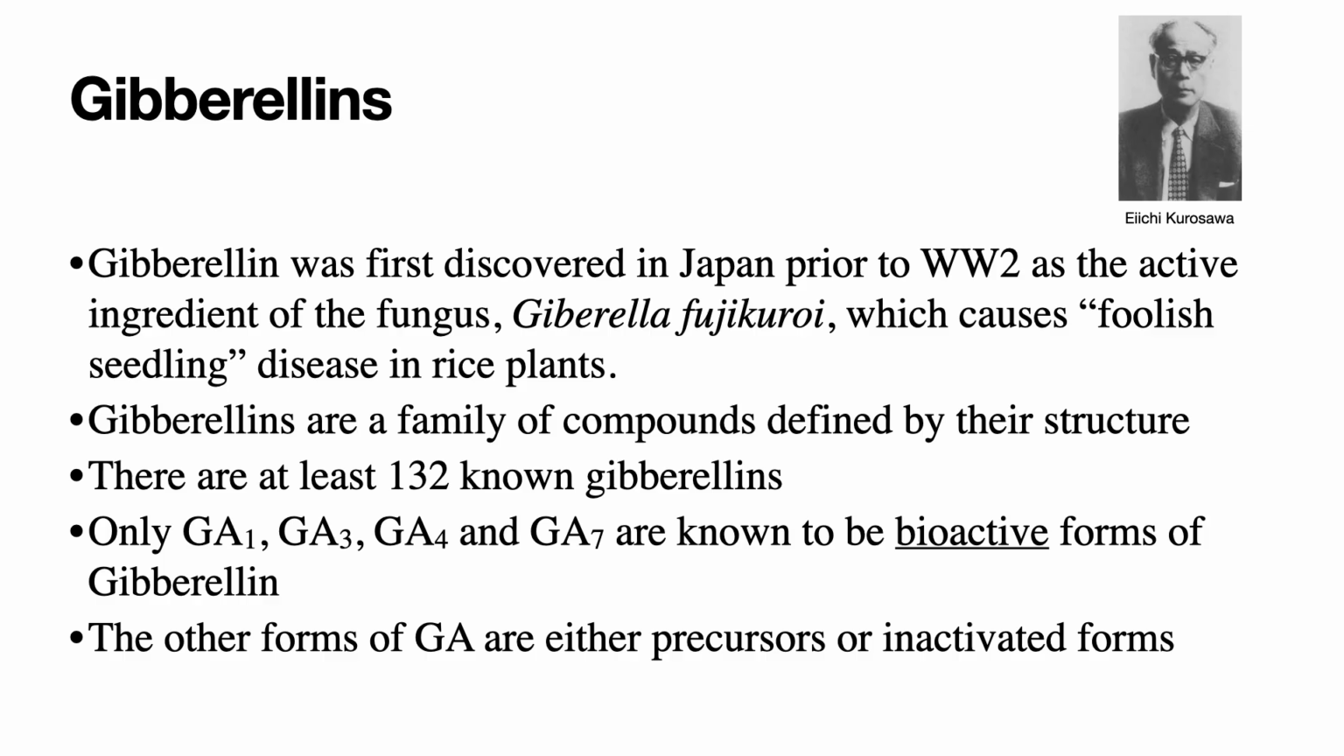The gibberellin hormones are numbered in order of their discovery. There are 4 known bioactive forms of gibberellin. They are GA1, GA3, GA4, and GA7. All other forms are either precursors or inactive forms.